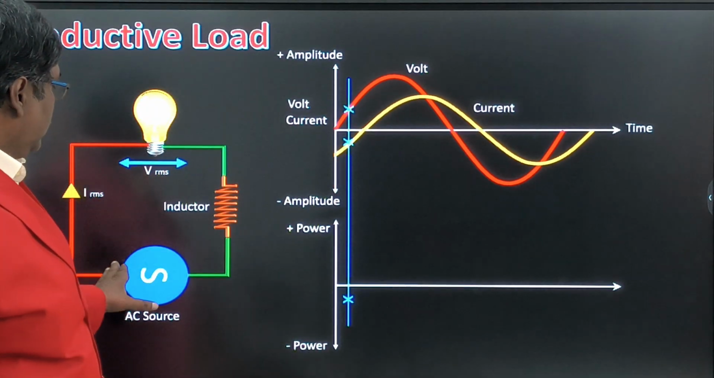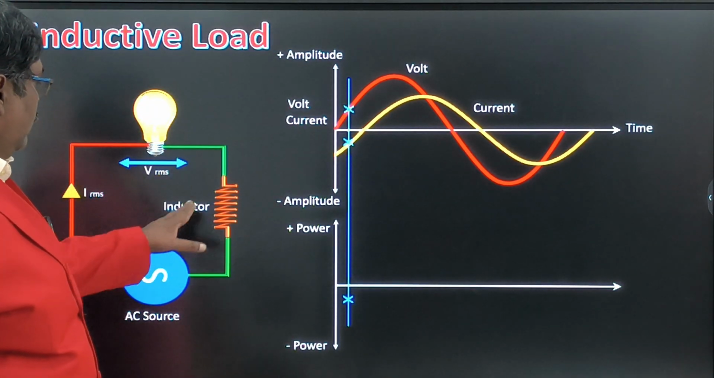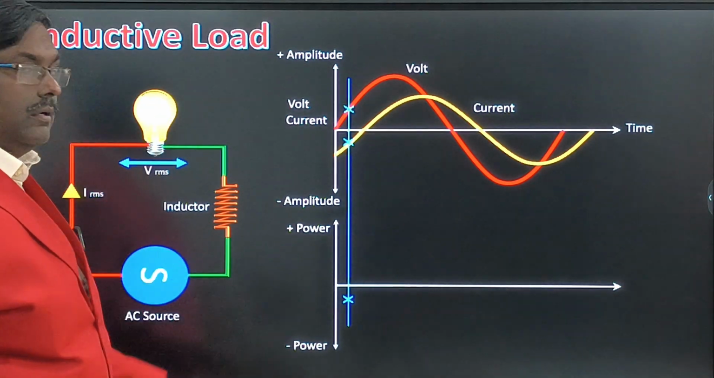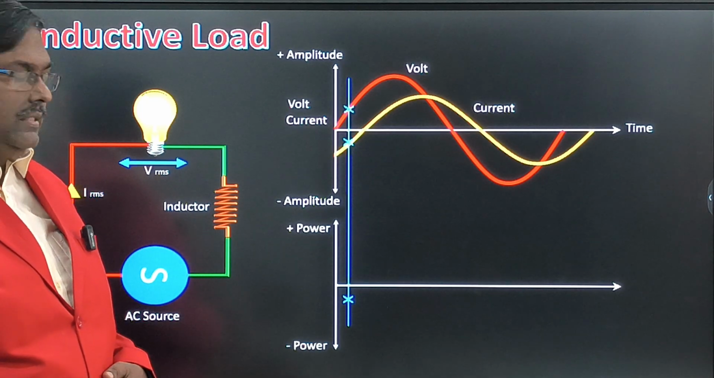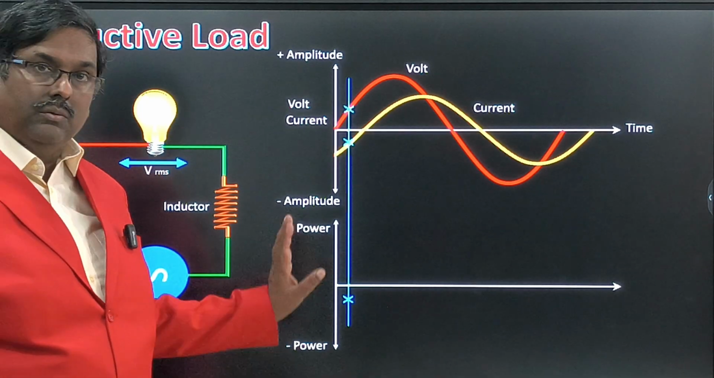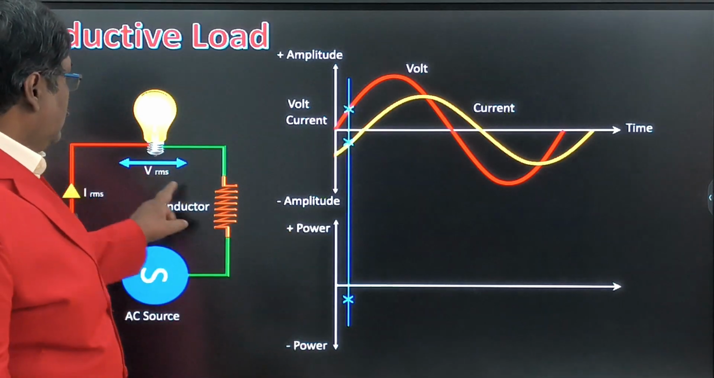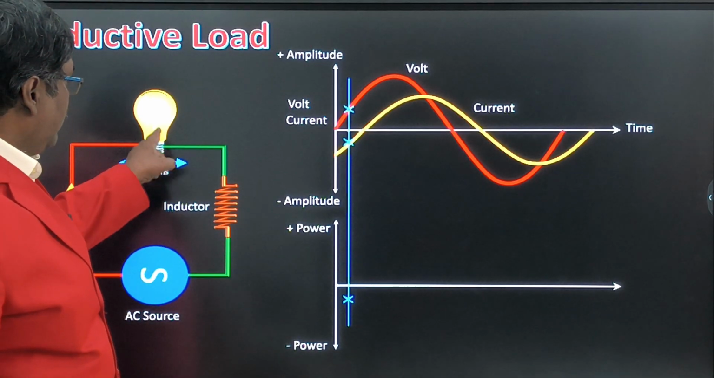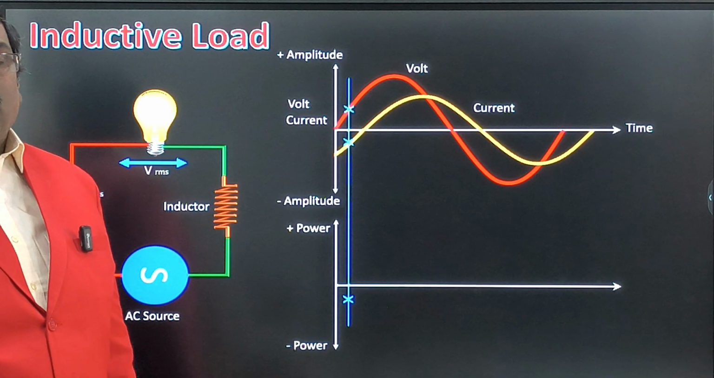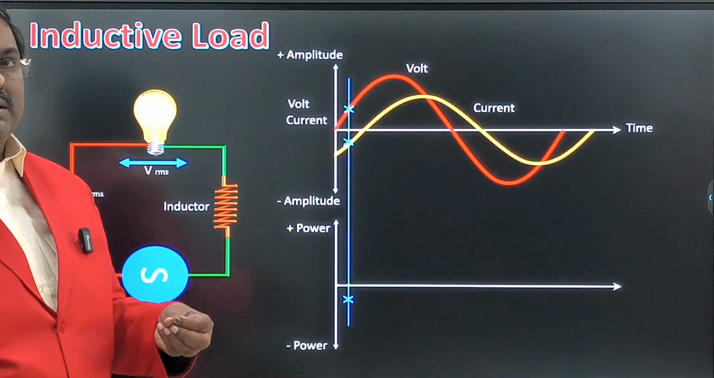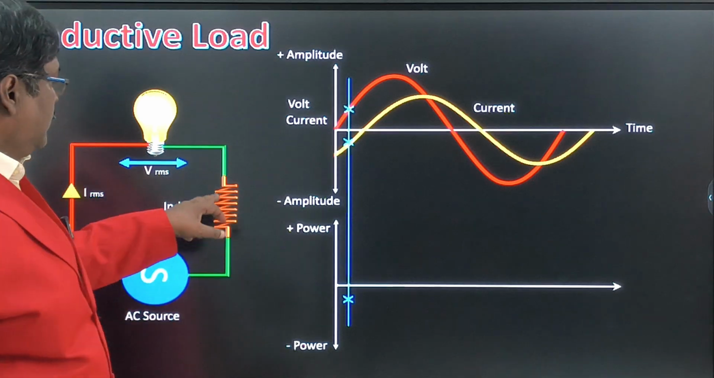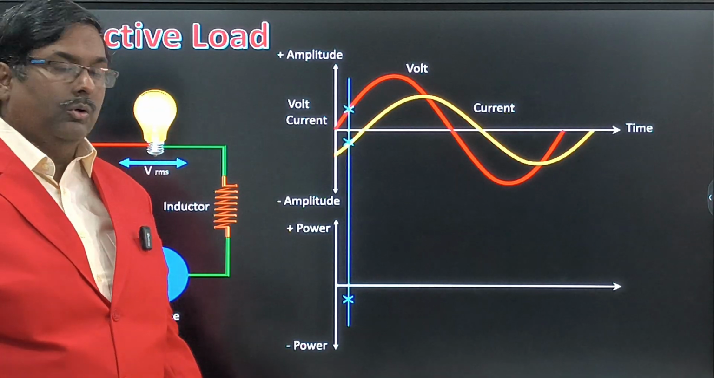For the power calculation, I took as an example one inductor, one resistive load, and an AC source. We are not going to talk about a DC source, only AC, because PF and everything only comes in AC. I took both together because all inductive loads have some amount of resistive load also; without resistive load, an inductive load will not exist. That is why for calculation purposes I put in both.